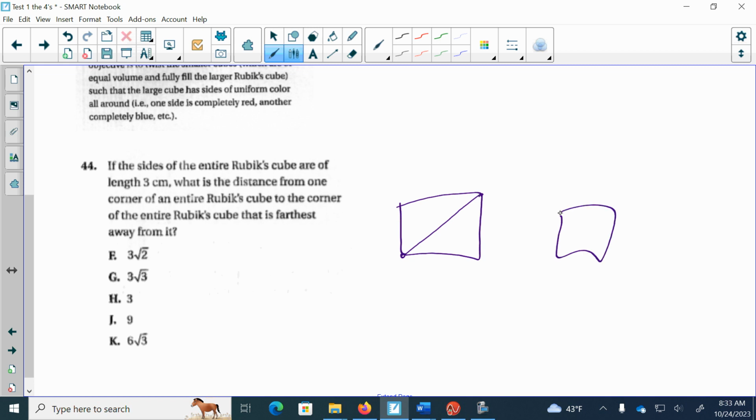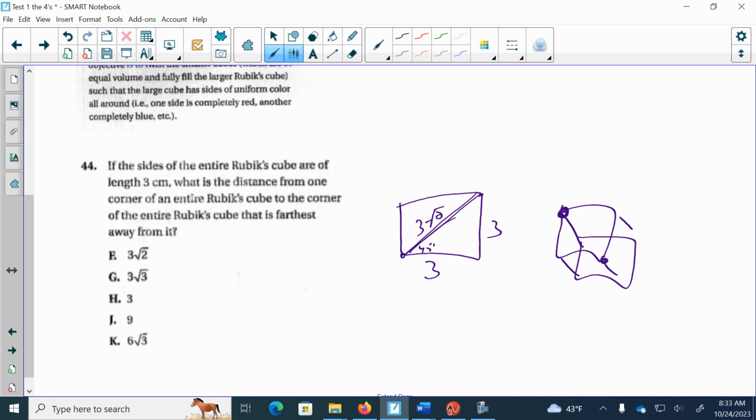They want, if you think of a Rubik's Cube like this, as a 3D shape, to go from this corner here all the way down to this corner here. So you're sort of cutting through the cube. So if I do this, we know that this is 3 and this is 3, and since these are all 45-degree angles, we know that this is 3 times the square root of 2. You either did the Pythagorean theorem to figure that out, or you knew it from your trig. Hopefully you knew it from your trig.